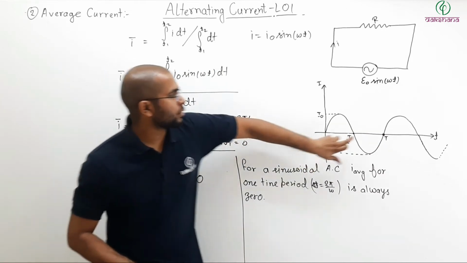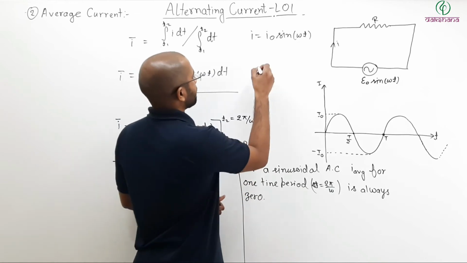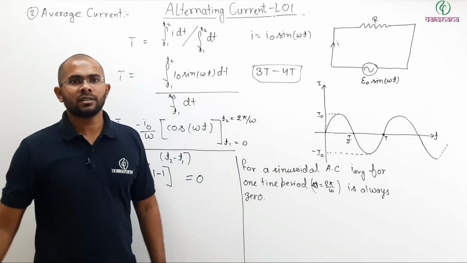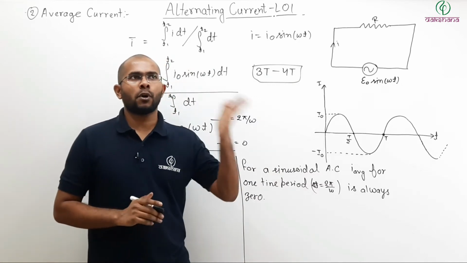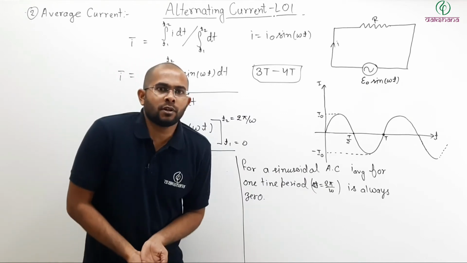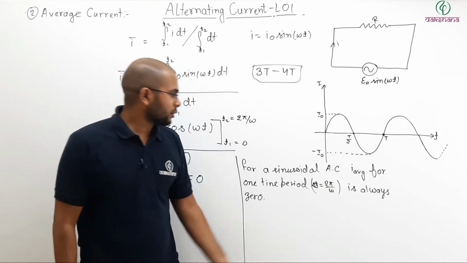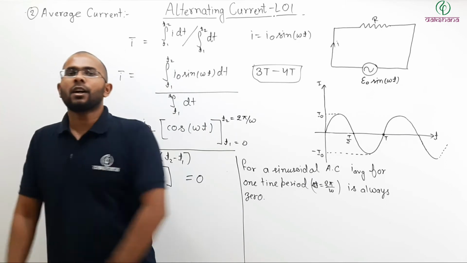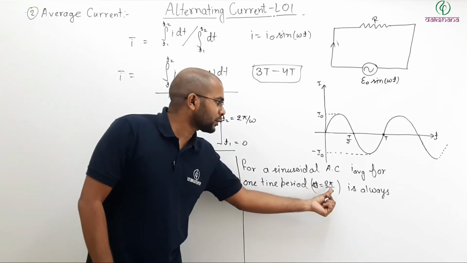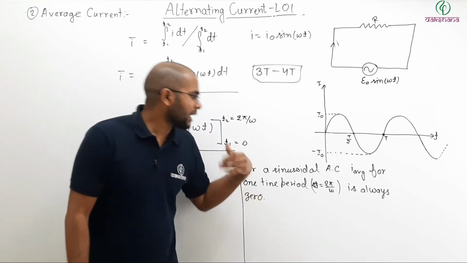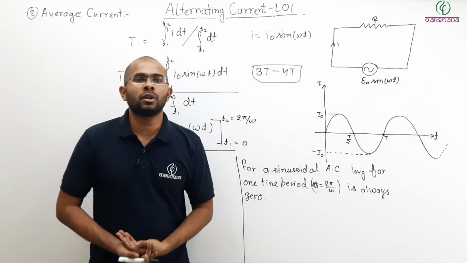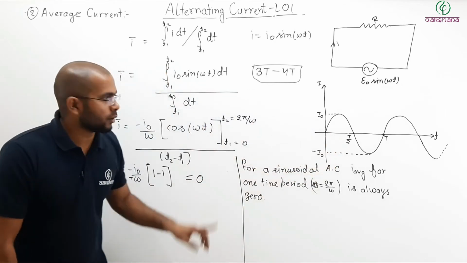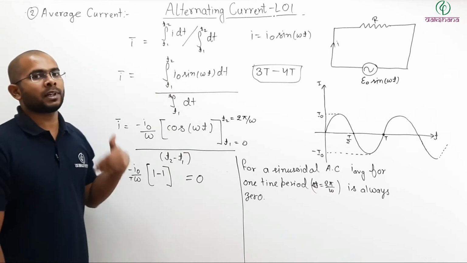So it does not matter which interval you take. Let us say I ask you to find the average from 3T to 4T. That will also be 0. If I ask for 4T to 8T, that will also be 0, because for every T it will be 0. So not only for delta t equal to 2 pi by omega, but for every integer multiple of 2 pi by omega, your I average for a sinusoidal AC will be 0. Pause the video, note it down, then we will discuss further.